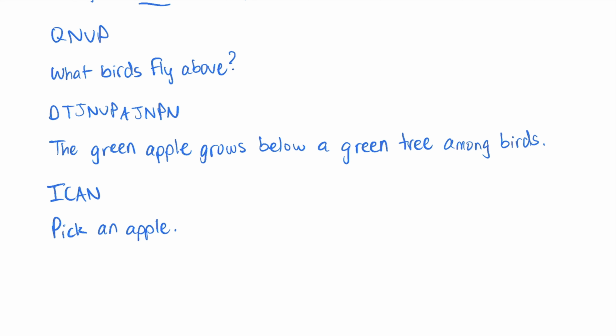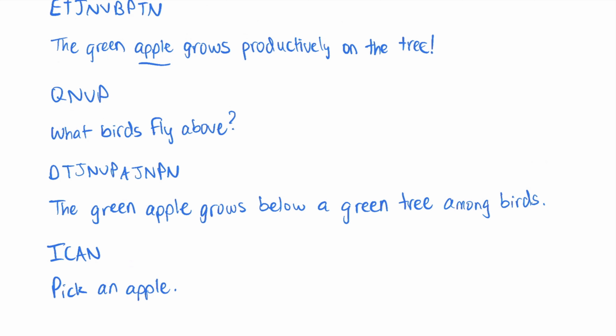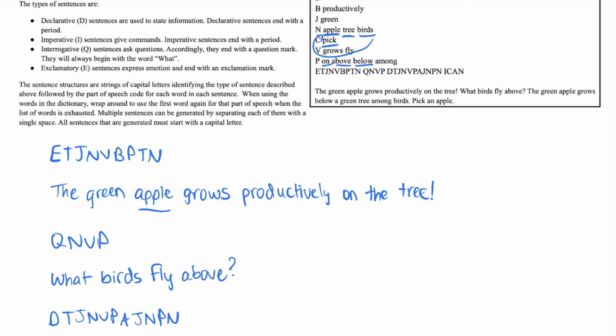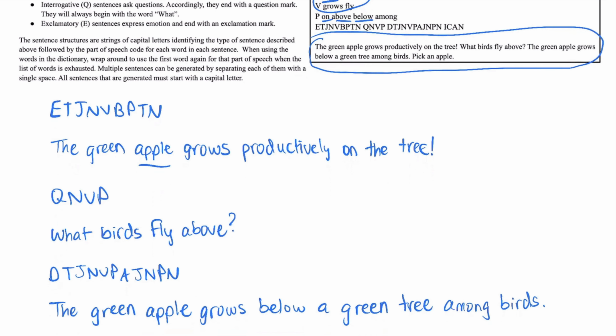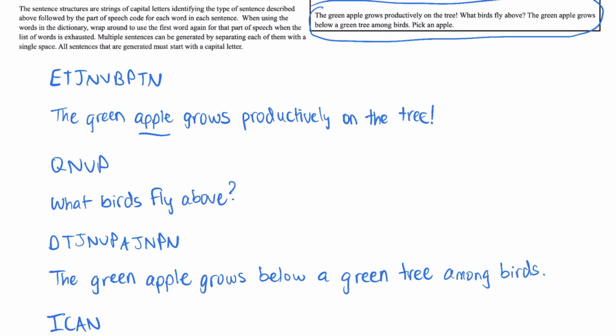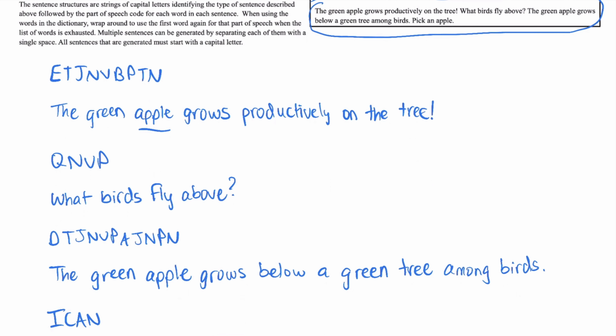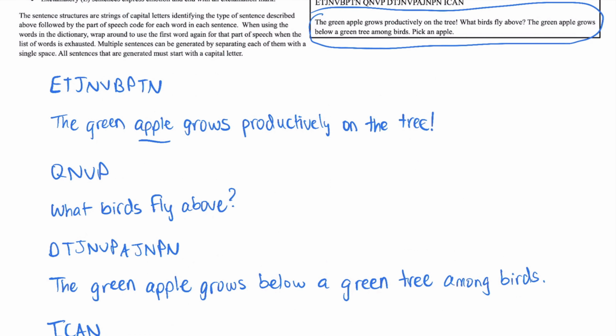So once we have all these sentences, we can just combine them together and put them all on the same line, separated by spaces, and we should get this output right here. And if we look at it, we get the green apple grows productively on a tree. What birds fly above? The green apple grows below a green tree among birds, and pick an apple. So it looks like we got all that right.